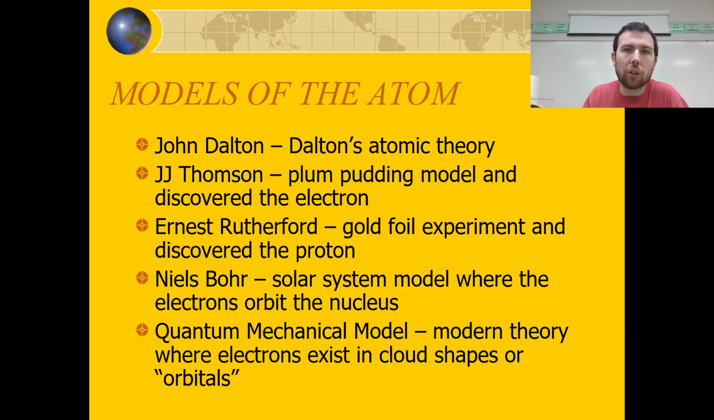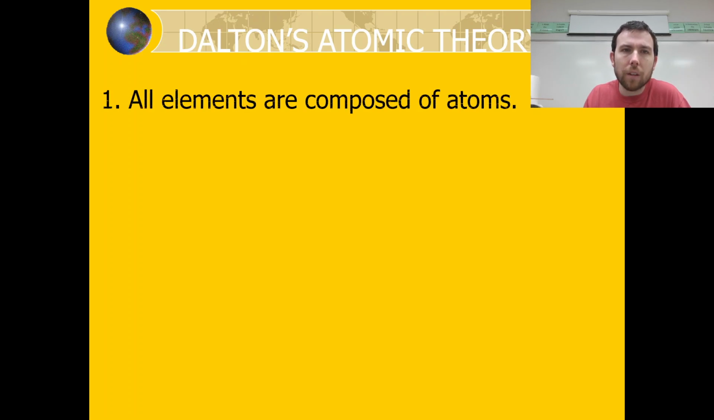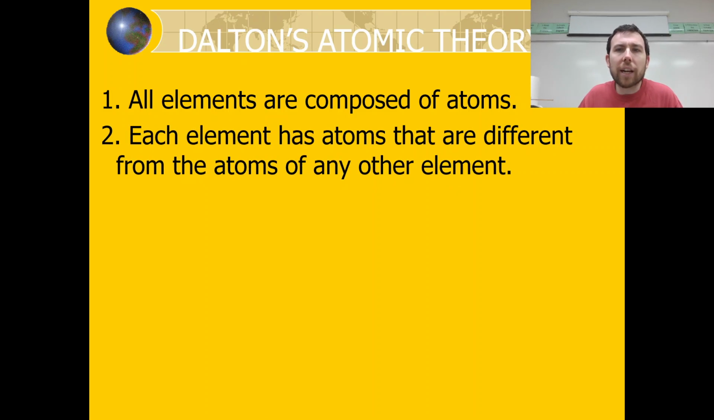Now let's start with John Dalton and his atomic theory. So Dalton's atomic theory is based on 5 principles, or 5 assumptions, if you will. The first one is that all elements are composed of atoms. It's a pretty straightforward statement. All elements are composed of atoms. That makes sense. The second statement is that each element has atoms that are different from the atoms of any other element. That's just simply to say atoms are different because they have different numbers of protons. Like, that's how we would frame that today, right?